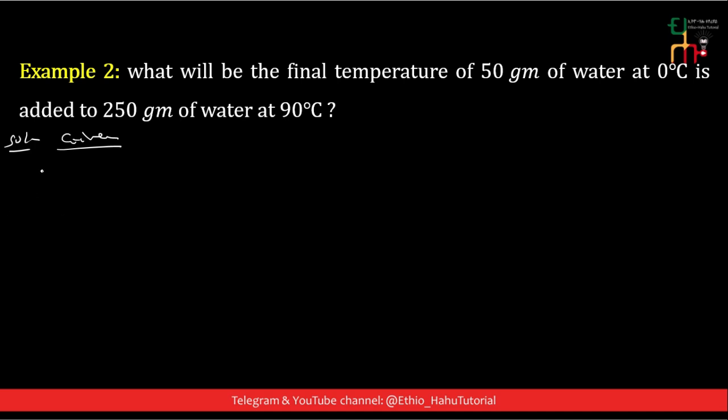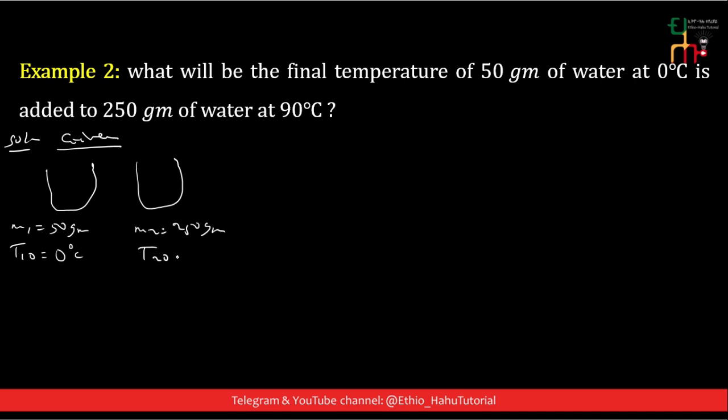Therefore, here we have M1, which is 50 grams, and T1 naught, the initial temperature of the first system, is 0 degrees Celsius. M2 is 250 grams and T2 naught, the initial temperature of M2, is 90 degrees Celsius. This is cold and this is hot.